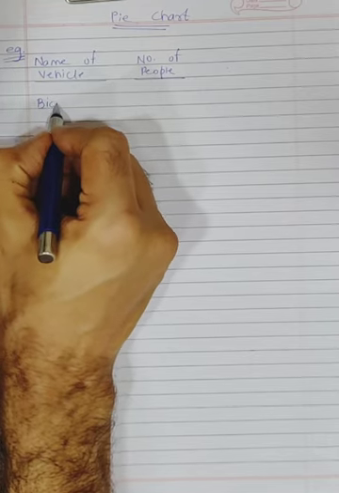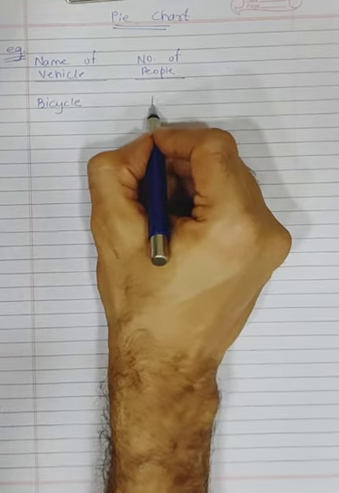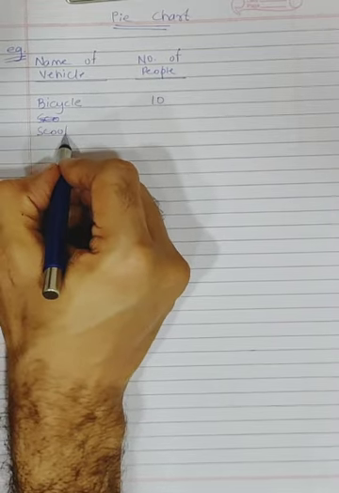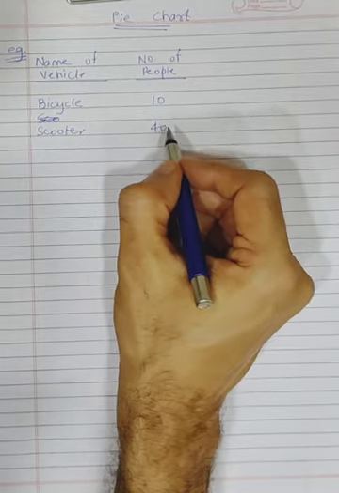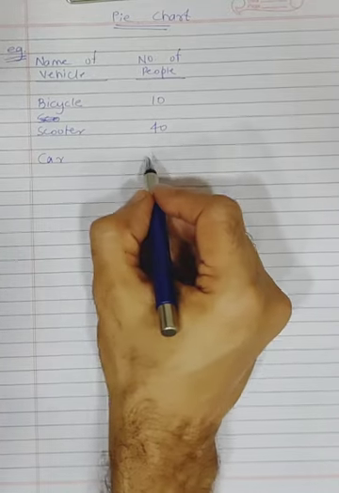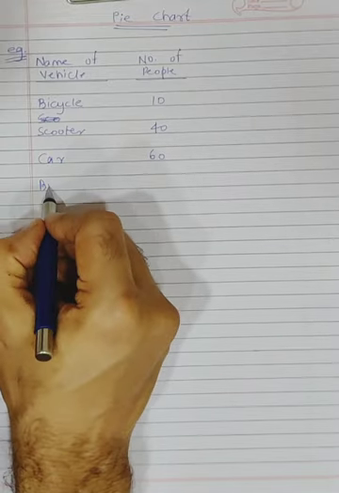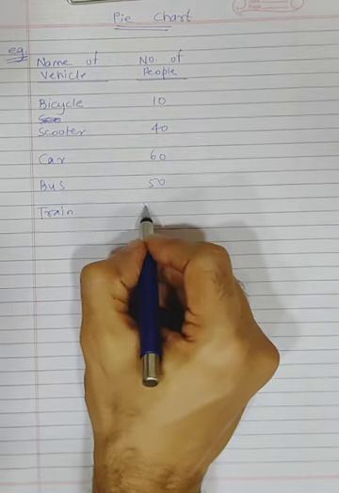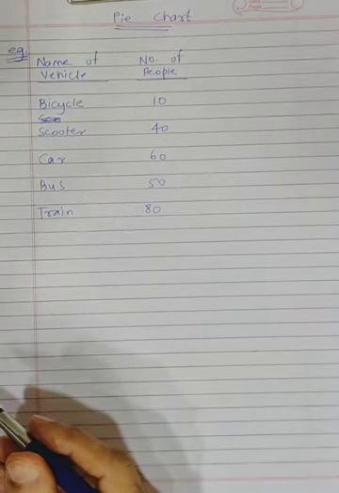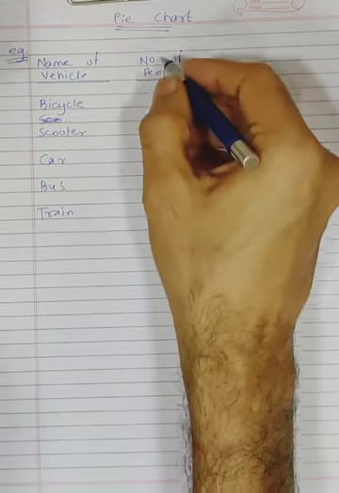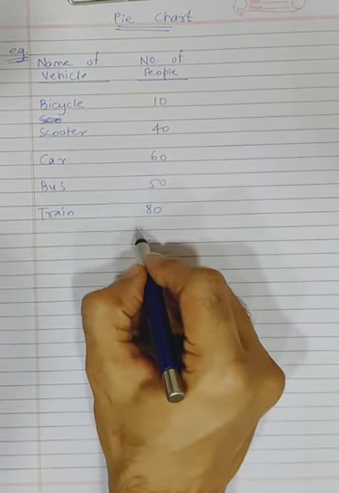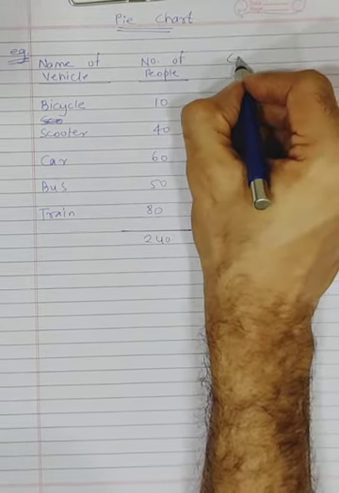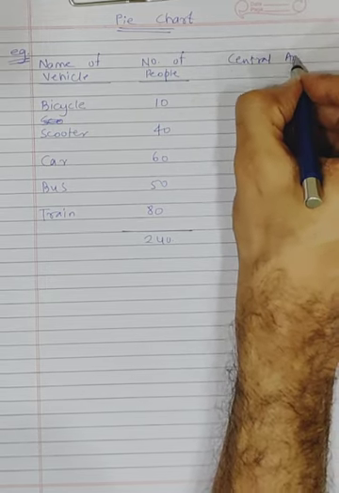So first they've given us that bicycle. How many people are traveling by bicycle? So there are 10 people. Then by scooter, okay, I'll leave a line. By scooter there are 40 people. By car there are 60. By bus there are 50. And by train there are 80 people. So these are the number of people who are traveling. When you'll add up all of them, you'll find the total people who are traveling is equal to how much? 240.